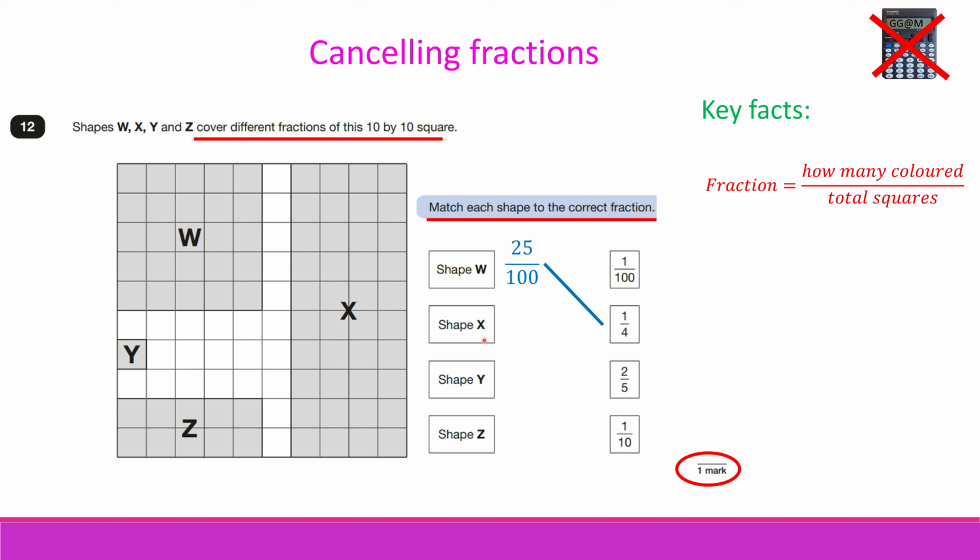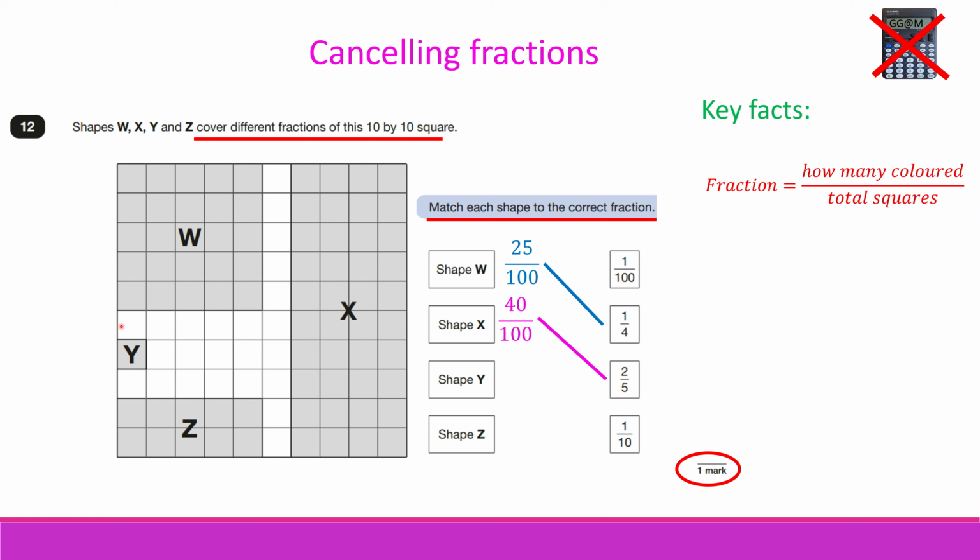Shape X you do need to cancel down. We've got 10 going along the side, and then we've got 1, 2, 3, 4 along the top. So 4 times 10 is 40, so we've got 40 out of 100. If I take a 0 off the end of both numbers, I've got 4 over 10. You can see there is no 40 over 100 or even 4 over 10. But 4 and 10 are both even numbers and we can halve them both. Half of 4 is 2, half of 10 is 5, so the fraction we're looking for here is the third one down, 2/5.